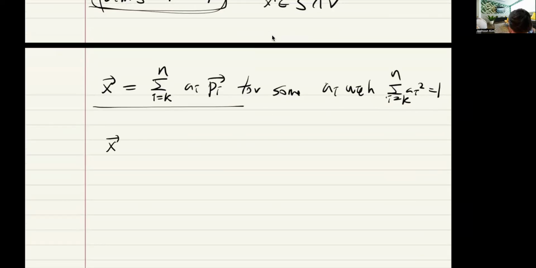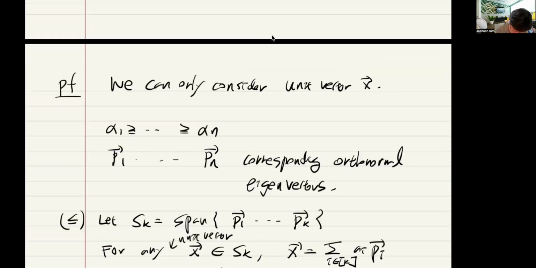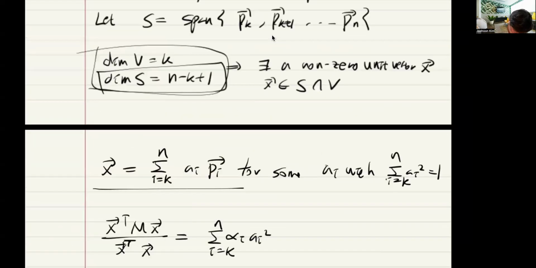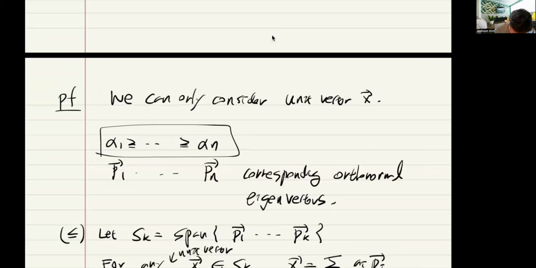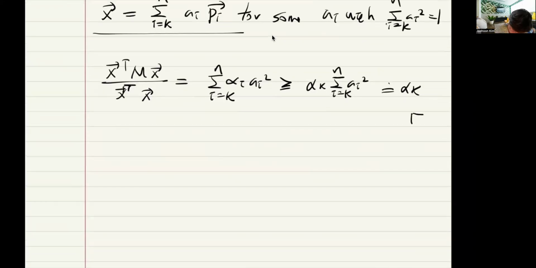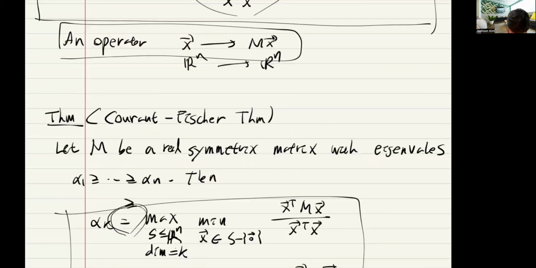And as before, you can again compute this Rayleigh quotient, and that's the summation of alpha i ai squared. But now, in this order, alpha k is the biggest one. So this is at most alpha k times the summation of ai squared. And you get this. This shows the other direction. So we have the equality, and that proves this Courant-Fischer theorem.